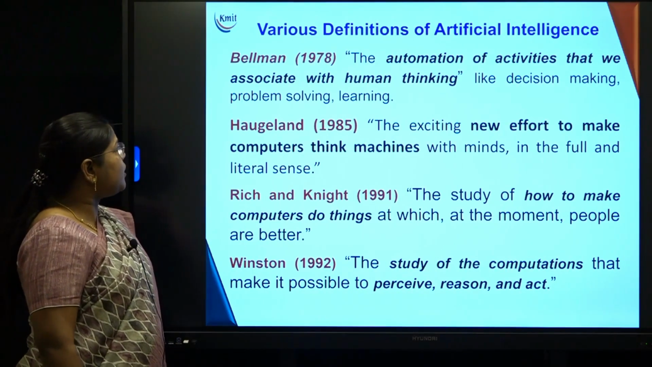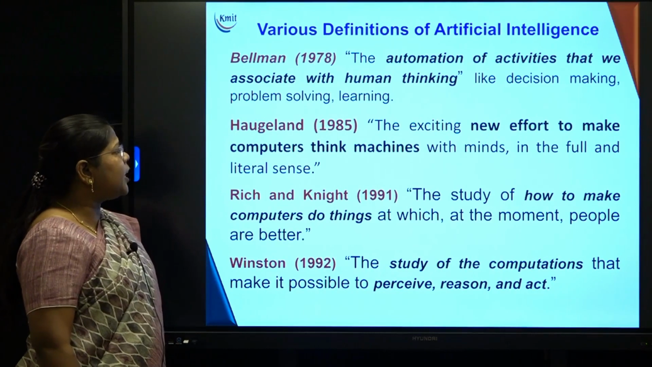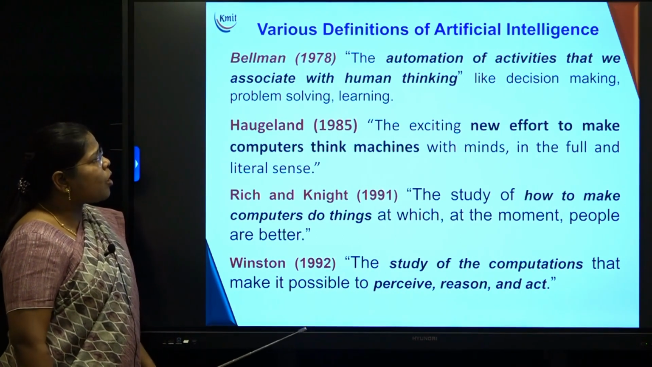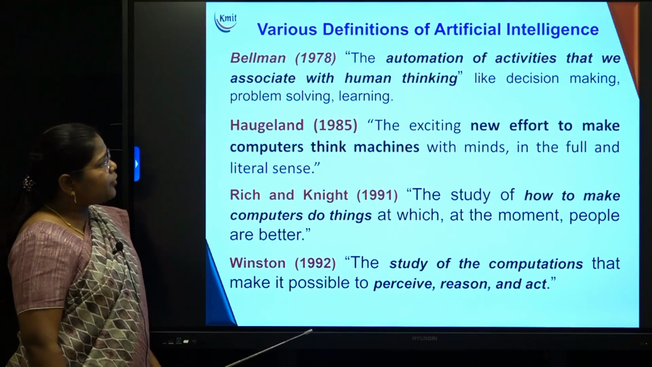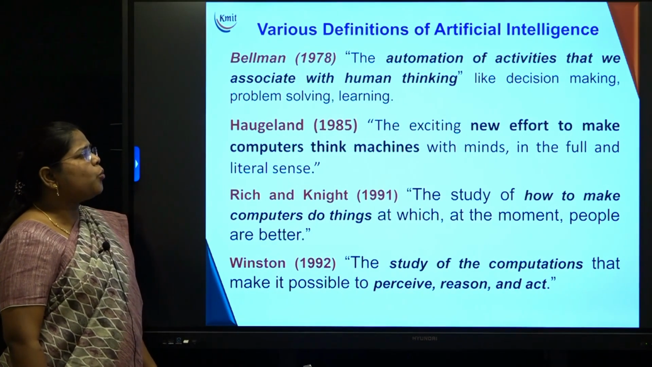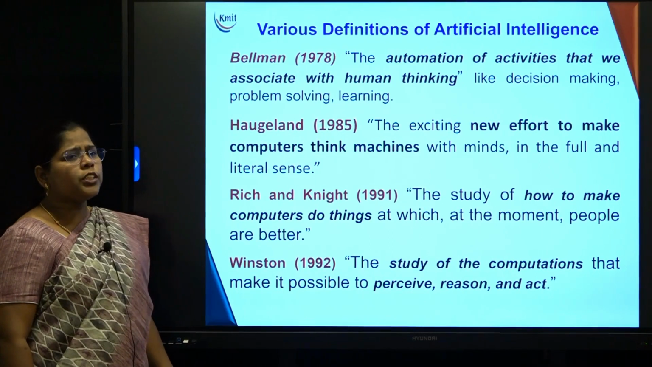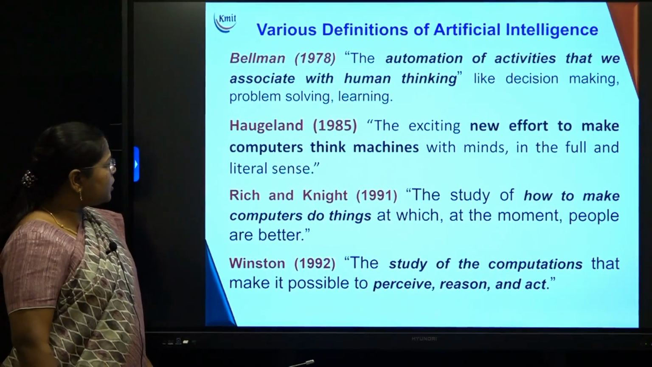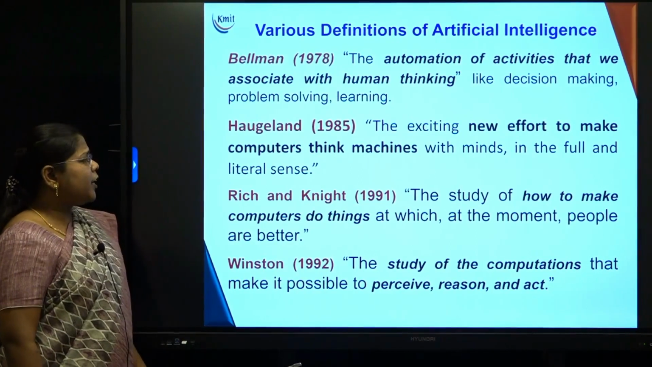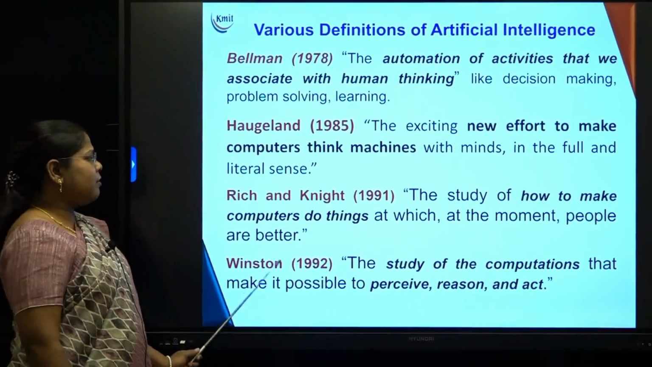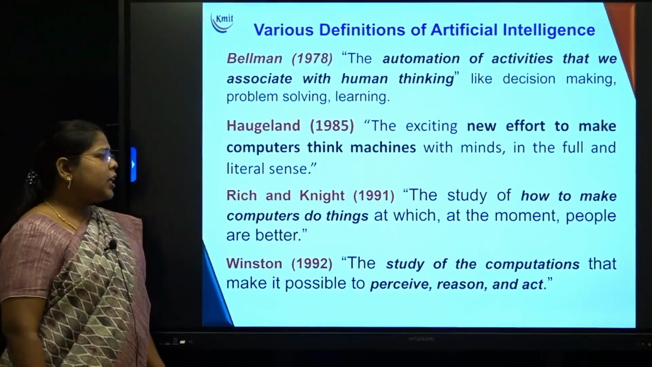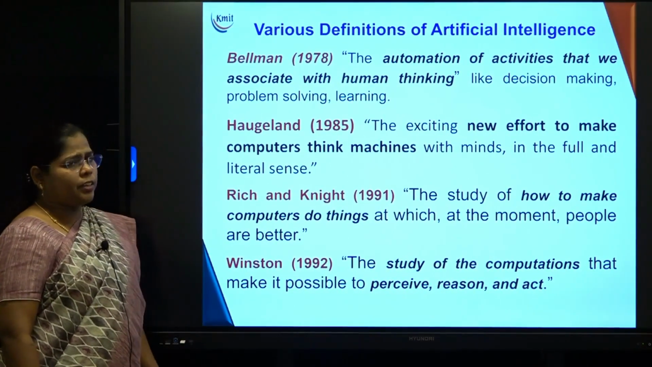The second person, Haugeland, in 1985, defined artificial intelligence as a new effort to make computers think like humans. And the third, Rich and Knight, said it is how to make computers do things better.